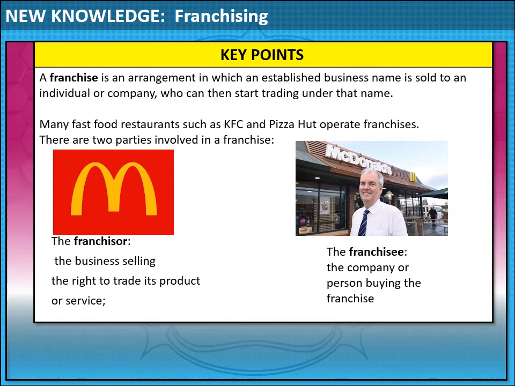Let's have a look at some key points. A franchise is an arrangement in which an established business name is sold to an individual or company which can start trading under that name. Many fast food restaurants like Pizza Hut and KFC operate franchises. There are 2 parties involved: the franchisor, which is a business selling the right to trade its product or service, and a franchisee, which is a company or person buying the business.